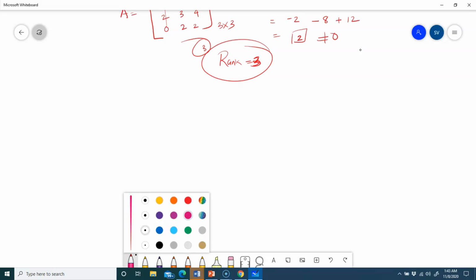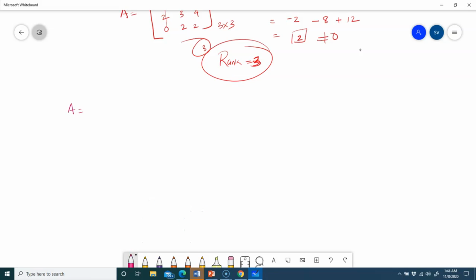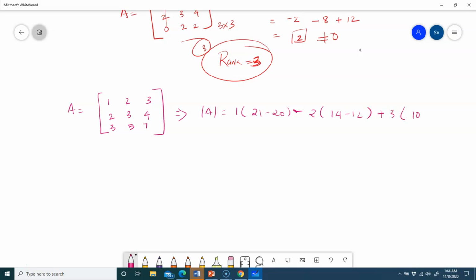Let me use this example. A is equal to the matrix 1 1 2 3, 1 2 3 2 3 4 2 3 4 and 3 5 7. You have to find the determinant of A because this is a square matrix itself. So 1 times 21 minus 20, minus 2 times 14 minus 12, plus 3 times 10 minus 9.